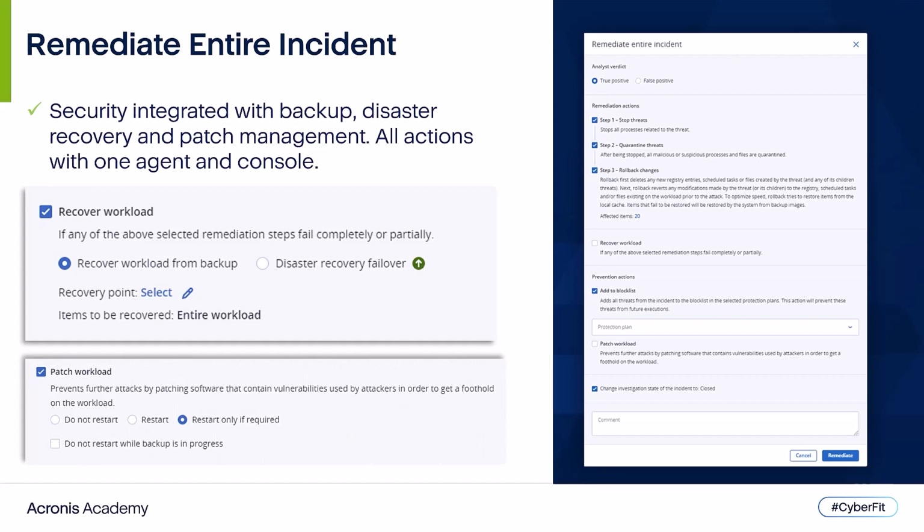Let's say you recover from a backup and there are various patches that were applied afterward. For example, you have a mandatory patch baseline. You have the ability to patch the approved patches already set up in the system. All of this, again, is on one console and one agent. Then you can also add to a block list to any or all protection plans to prevent future occurrences, and also set the investigation state to closed. Select your items and in one click hit Remediate.